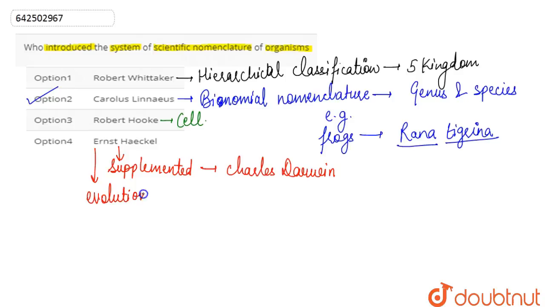So we can say that the correct answer here is option 2. That is, Carolus Linnaeus introduced the system of scientific nomenclature of organisms, which is known as the binomial nomenclature, right?